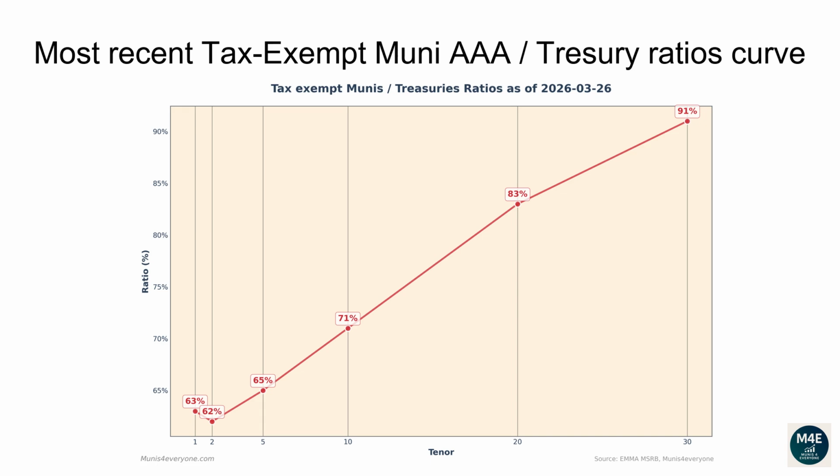The current one-year ratio is 63%. The 2 years ratio is 62%. The 5 years ratio is 65%. The 10 years ratio is 71%. The 20 years ratio is 83%. The 30 years ratio is 91%.